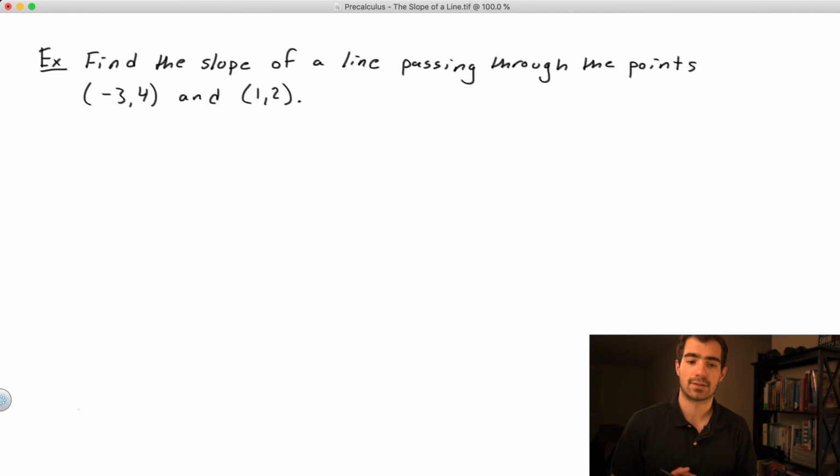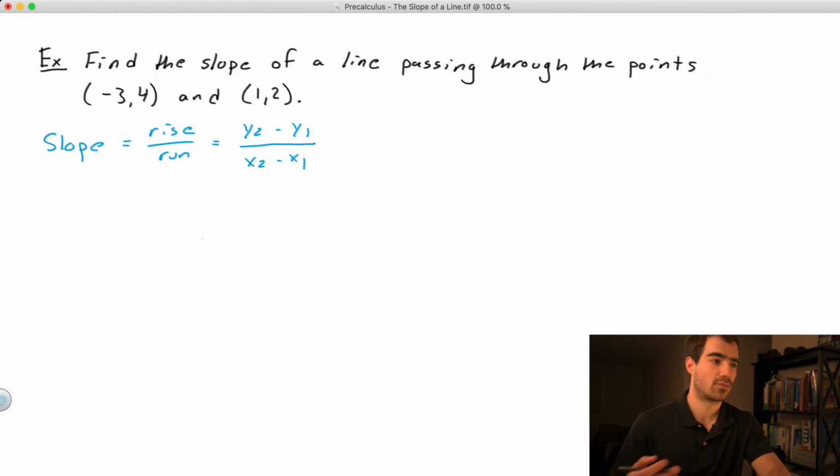Here we want to find the slope of a line passing through the points (-3, 4) and (1, 2). In order to calculate a slope, all you need is 2 points on a given line, and any line can be defined just by 2 points, so this works out really nicely for us. Now, to do this, all we really have to do is remember that our slope is equal to the rise over the run, or in other words, y2 minus y1 divided by x2 minus x1.